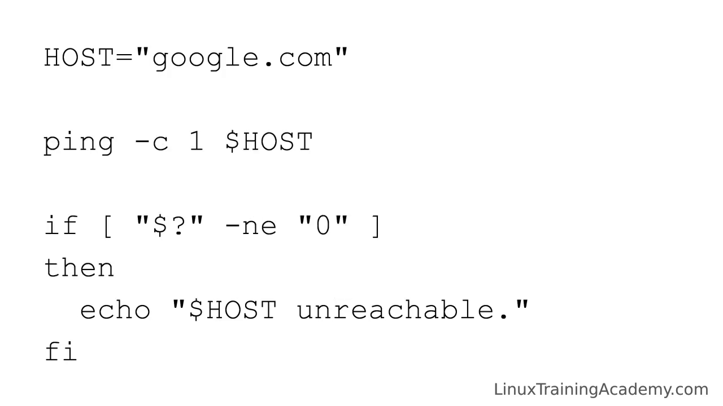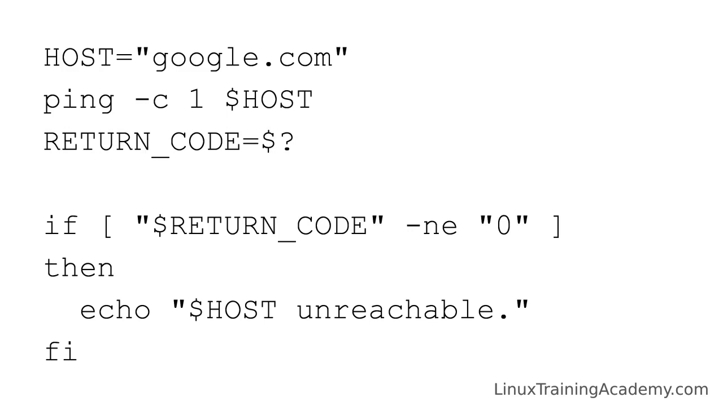This example just checks for an error condition. In the if statement, we look for a non-zero exit status. If $? does not equal 0, then we echo that the host is unreachable. If the ping command succeeds and returns a 0 exit status, then the echo statement is not executed. We can assign the return code of a command to a variable and then use that variable later in the script. In this example, the value of $? is assigned to the return_code variable. So return_code contains the exit status of the ping command.